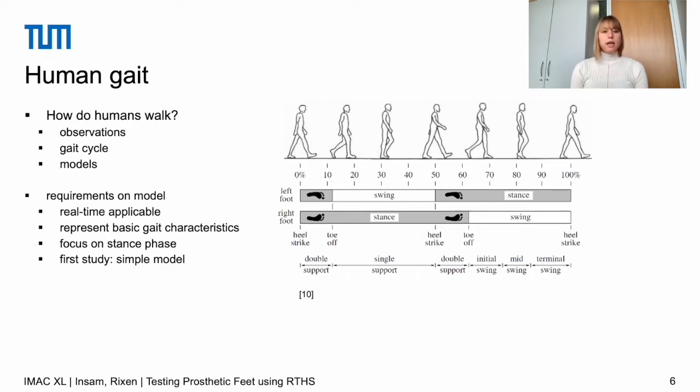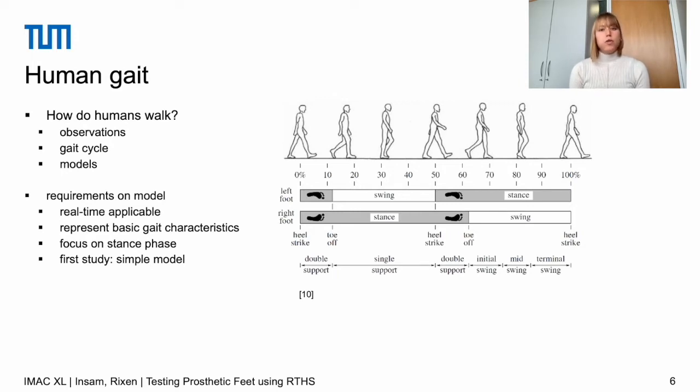And so human gait is a periodic motion where we perform a stride after stride. And in each stride, which we can also call gait cycle, the leg performs a stance phase and a swing phase. So there are several models in the literature of biomechanists, and the requirements for our model used in the RTHS test are that it is real-time applicable, that it represents basic human gait characteristics.